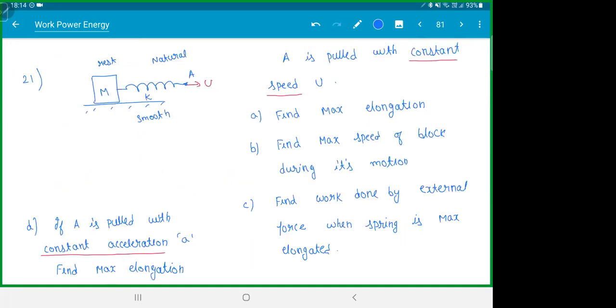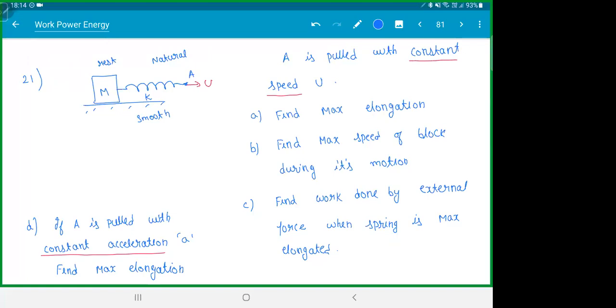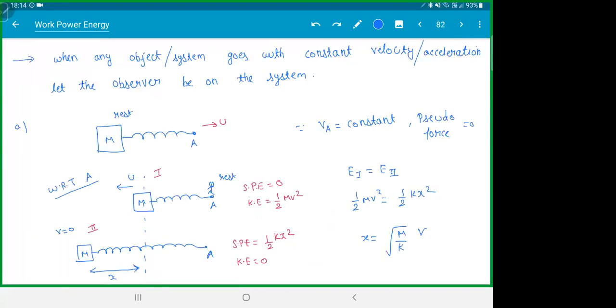What is the third question? Find the work done by external force when the spring is maximum elongated. In this case we are talking about when the spring is maximum elongated, what is the work done by the external force? Remember that A is going out, it is not going on its own. Someone is pulling point A from outside. Now we don't know how much force that is, we don't know who that is, but someone is pulling it. So the question is, when the spring is maximum elongated, how much work did this person do?